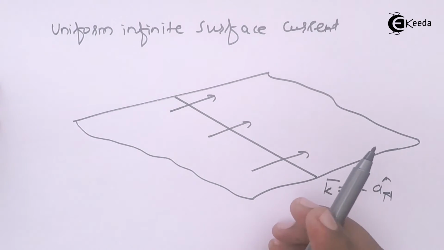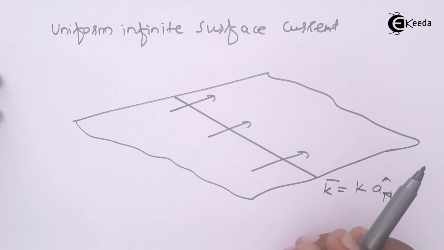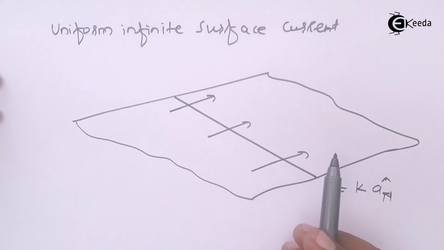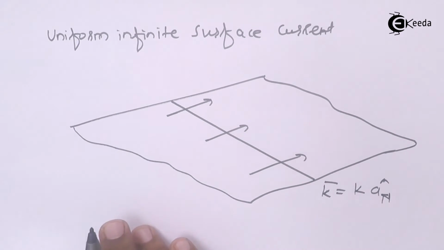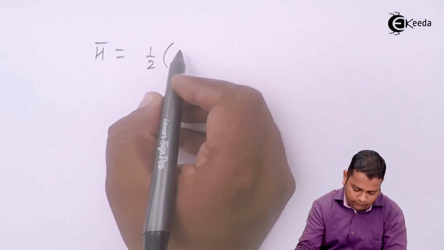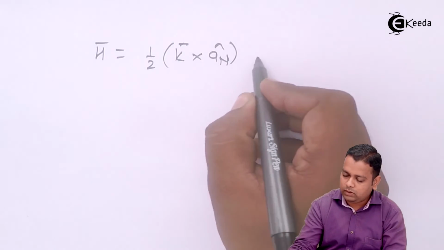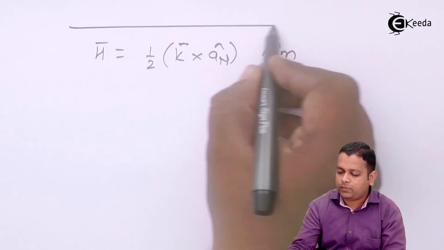So that we calculate by taking the cross product of the direction of the current and direction of the differential length, the position of the field point and the source point we take into consideration. So using K bar, that is the current density for the surface current, now having the uniformity in the distribution of current and infinite dimensions, H bar can simply be given by 1 upon 2 K bar cross product with a_n cap. The unit of measurement will be amperes per meter.